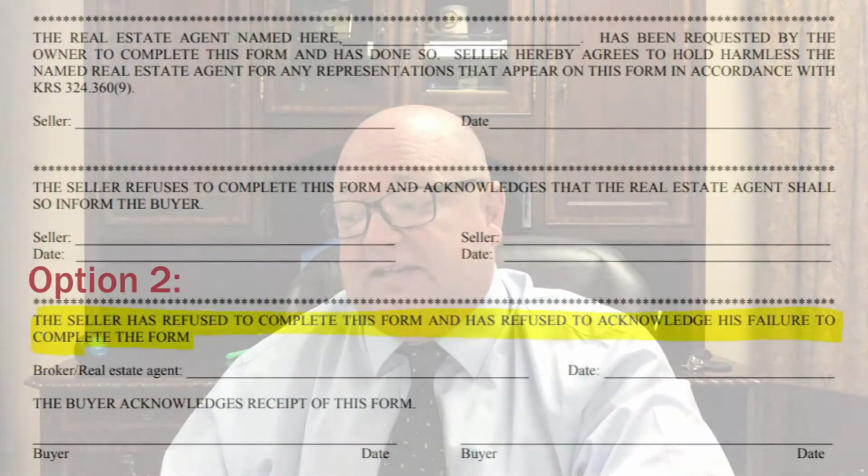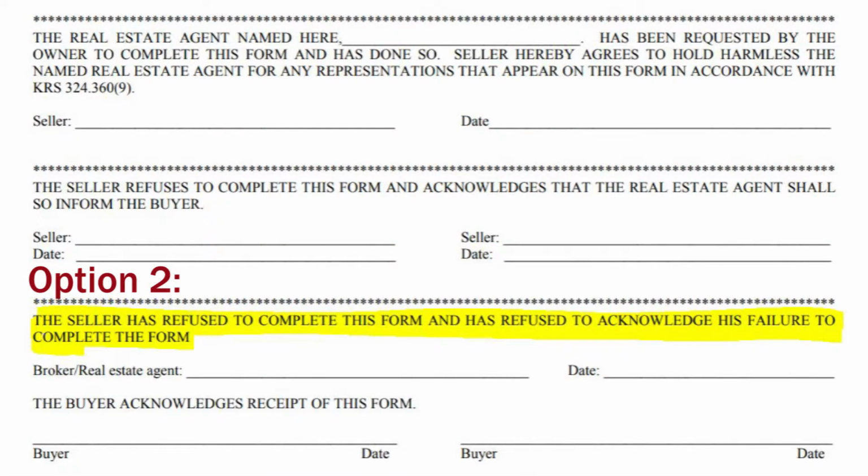And that states that the seller has refused to complete this form and has refused to acknowledge his failure to complete this form. That's what should be submitted to the buyer, because that should then cue the buyer that maybe I shouldn't be looking at this transaction, or I should be looking at this transaction more closely and should engage more experts or inspectors or what have you to make sure that they have an informed opinion with regard to completing the transaction. So that's what you need to do if your seller refuses to sign or fails to complete the form.